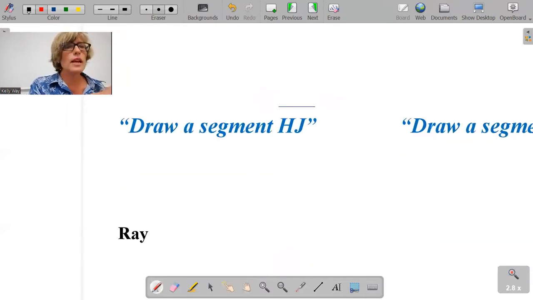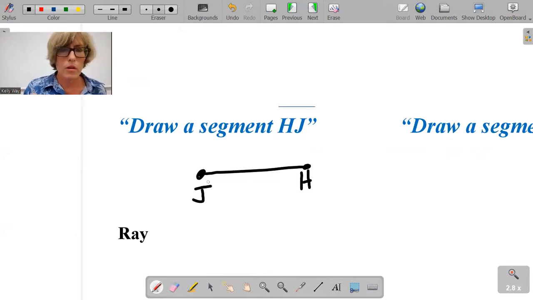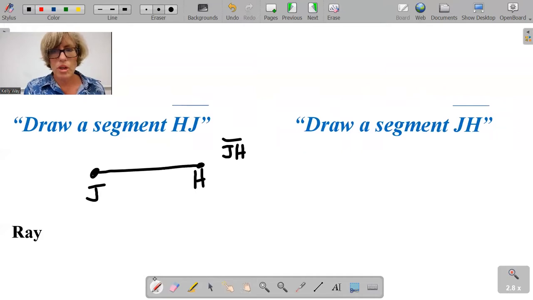So if I were to draw a segment HJ, you're like, but Miss Way, H is on the left. Not necessarily. HJ, the direction's interchangeable. I could call this same segment JH if I wanted to, but again, capital letters. So JH, HJ, guess what? Same segment. Why can we switch it up? Because it's the same both directions.